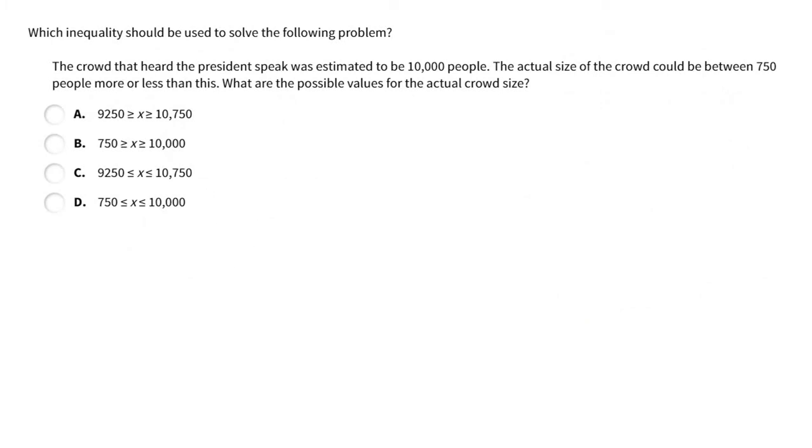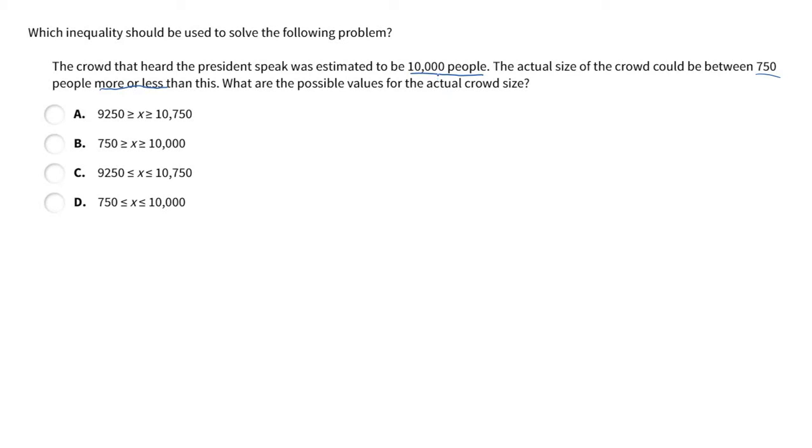Alright, one more little word problem for us. Which inequality should be used to solve the following problem? So again, don't be intimidated just because you see a bunch of nouns and verbs up here. The crowd that heard the president speak was estimated to be 10,000 people. The actual size could be 750 more or less. What are the possible values?